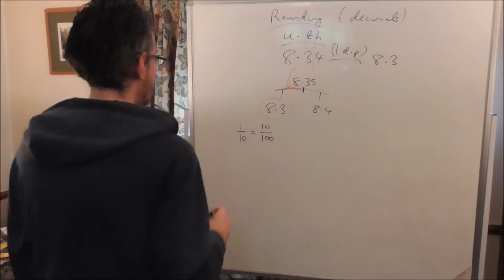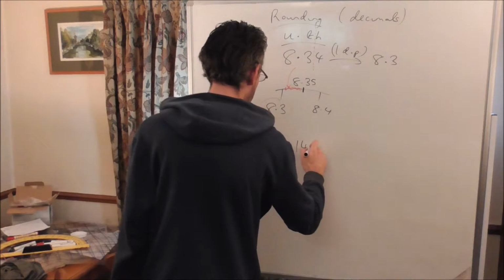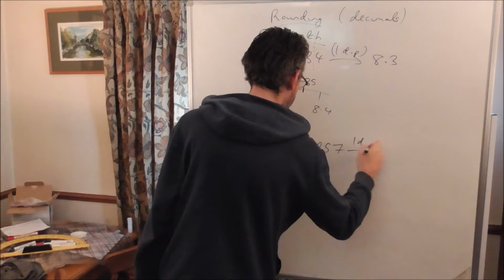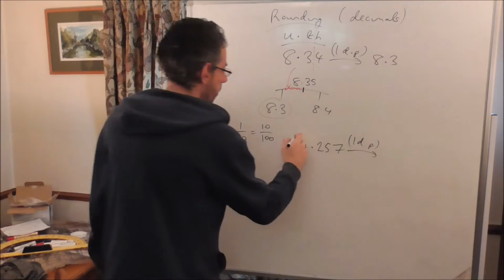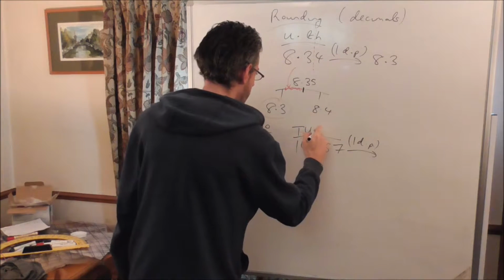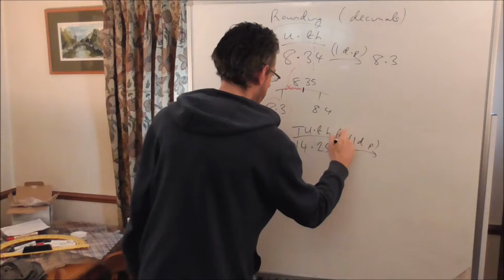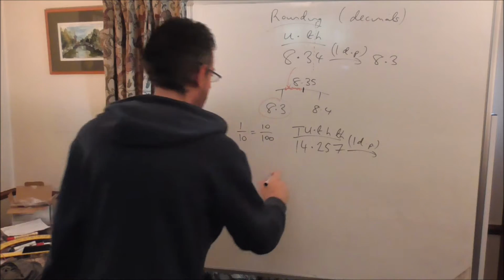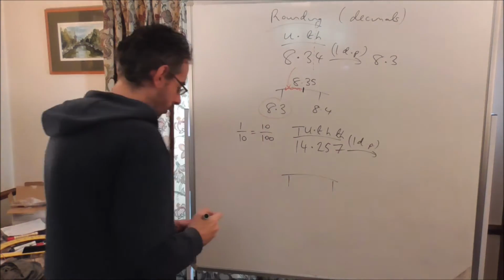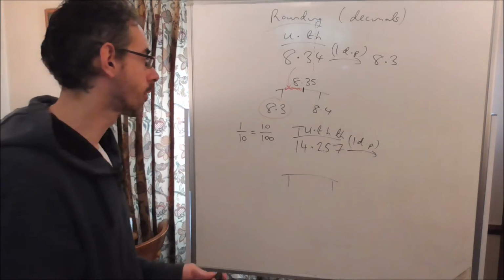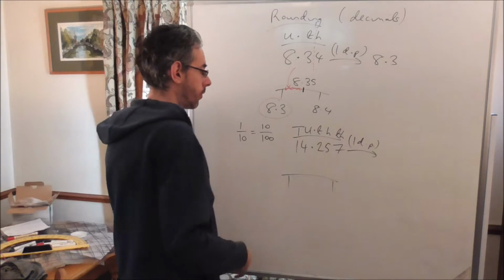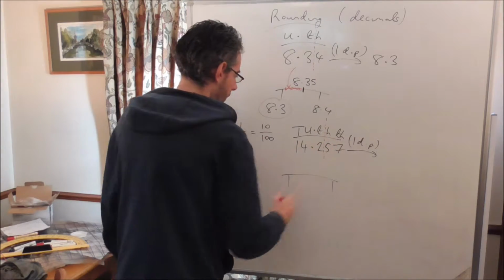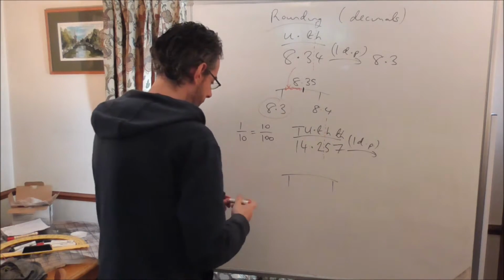Let's do another one. Let's do 14.257 to one decimal place. Again, I'll do the column headings. You've got tens, units, decimal point, tenths, hundredths, thousandths. So again, I'll do a sketch. I'll find the two one decimal place numbers it's between and then decide which one it's closer to. So to get the one decimal place number directly below this number, just get rid of everything to the right of the first decimal place. In other words, just get rid of everything to the right of the tenths digit.